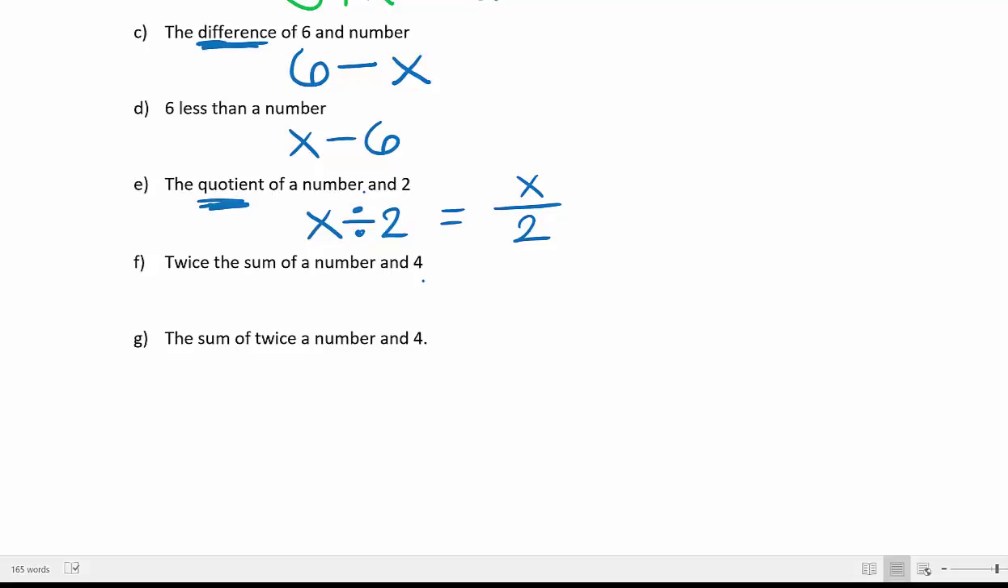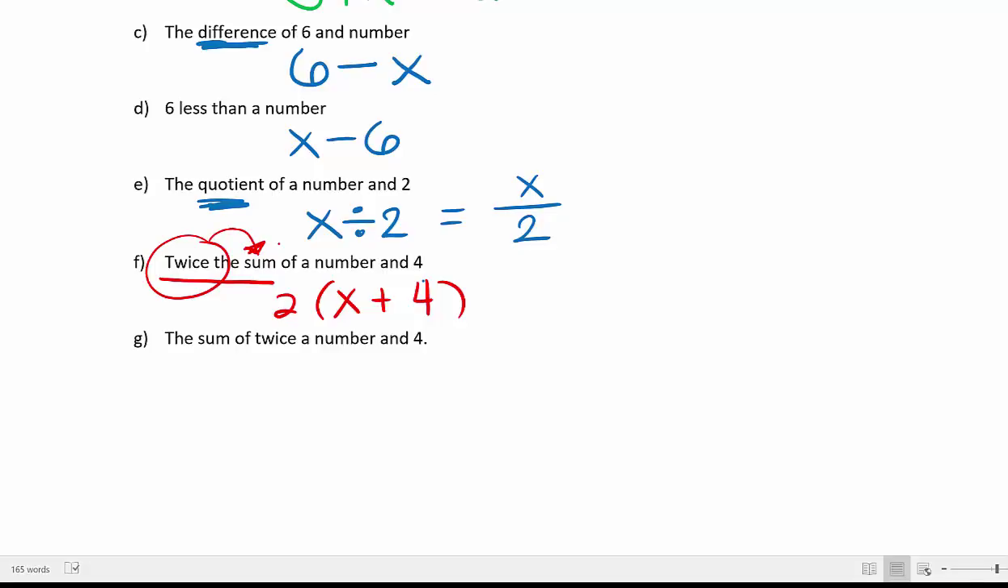Okay, 2 more examples. Twice the sum of a number and 4. So twice the sum means we're taking some sum, something with a plus sign, and multiplying it by 2. So that's twice the sum. And the sum of what? It says the sum of a number, which is my x, and 4. Notice for this problem I have to use parentheses because the word twice applies to the entire sum.